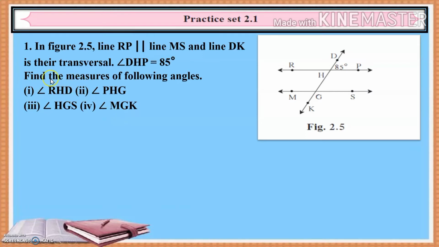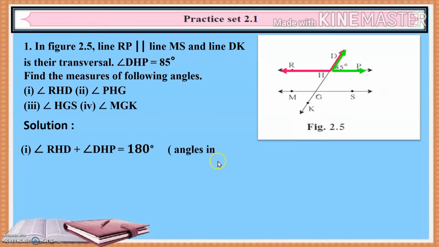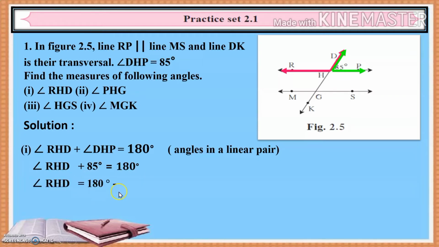So let us start with finding the first angle. We start with the solution. We take angle RHD. Now this angle is forming a linear pair with angle DHP, because DHP is given. So we will write the first step that angle RHD plus angle DHP is equal to 180 degrees, angles in a linear pair. Now next step we have to substitute the value of DHP. So RHD plus 85 degrees is equal to 180 degrees. So angle RHD will be equal to 180 minus 85 equal to 95 degrees. Therefore angle RHD is equal to 95 degrees.